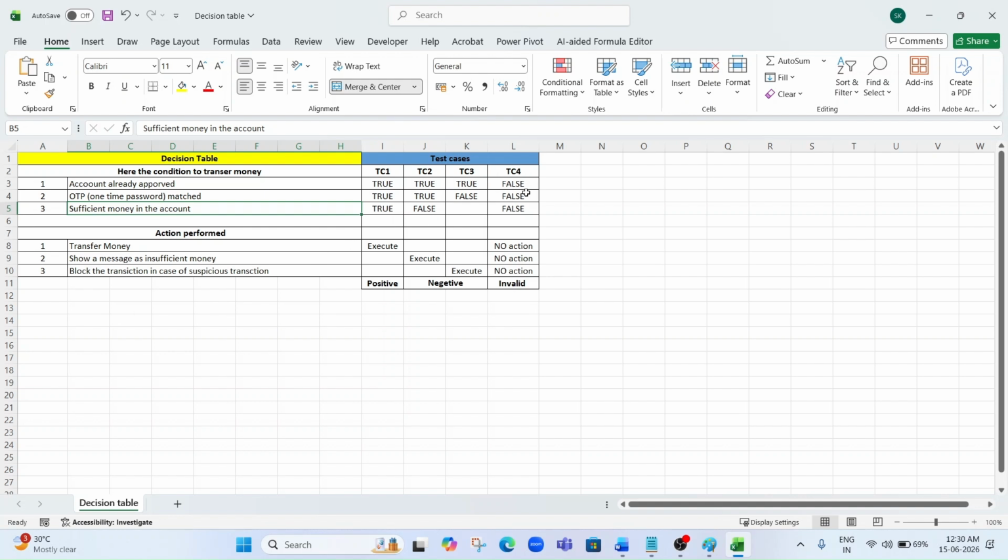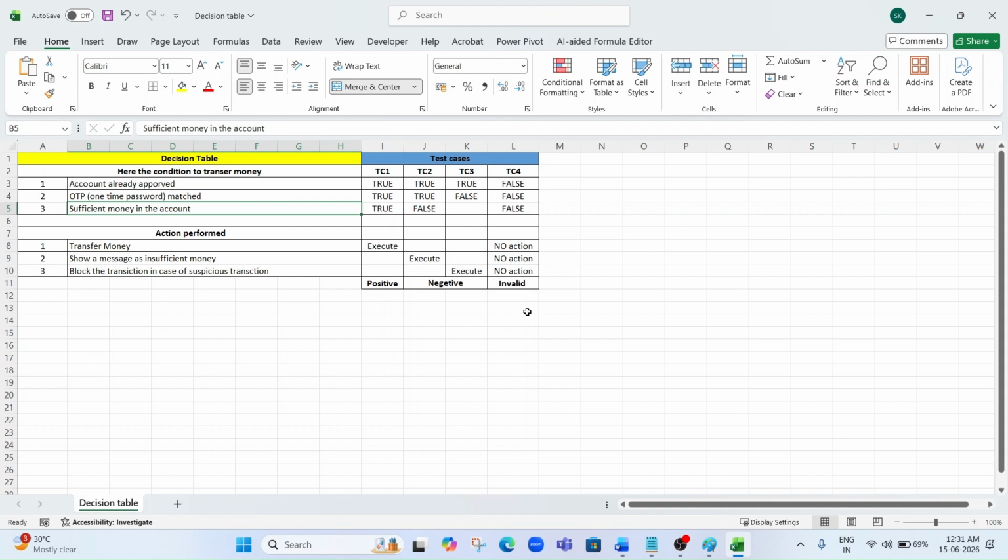In the fourth test case, the account is not approved, so already approved is false, and OTP is also false. So this condition is also not executed, but I have created it as false, false. So no action will be performed. Transfer money will not happen, the message will not be shown to the user, and block transaction in case of suspicion, no action. So this is the invalid scenario, the negative scenario also. This will not execute.